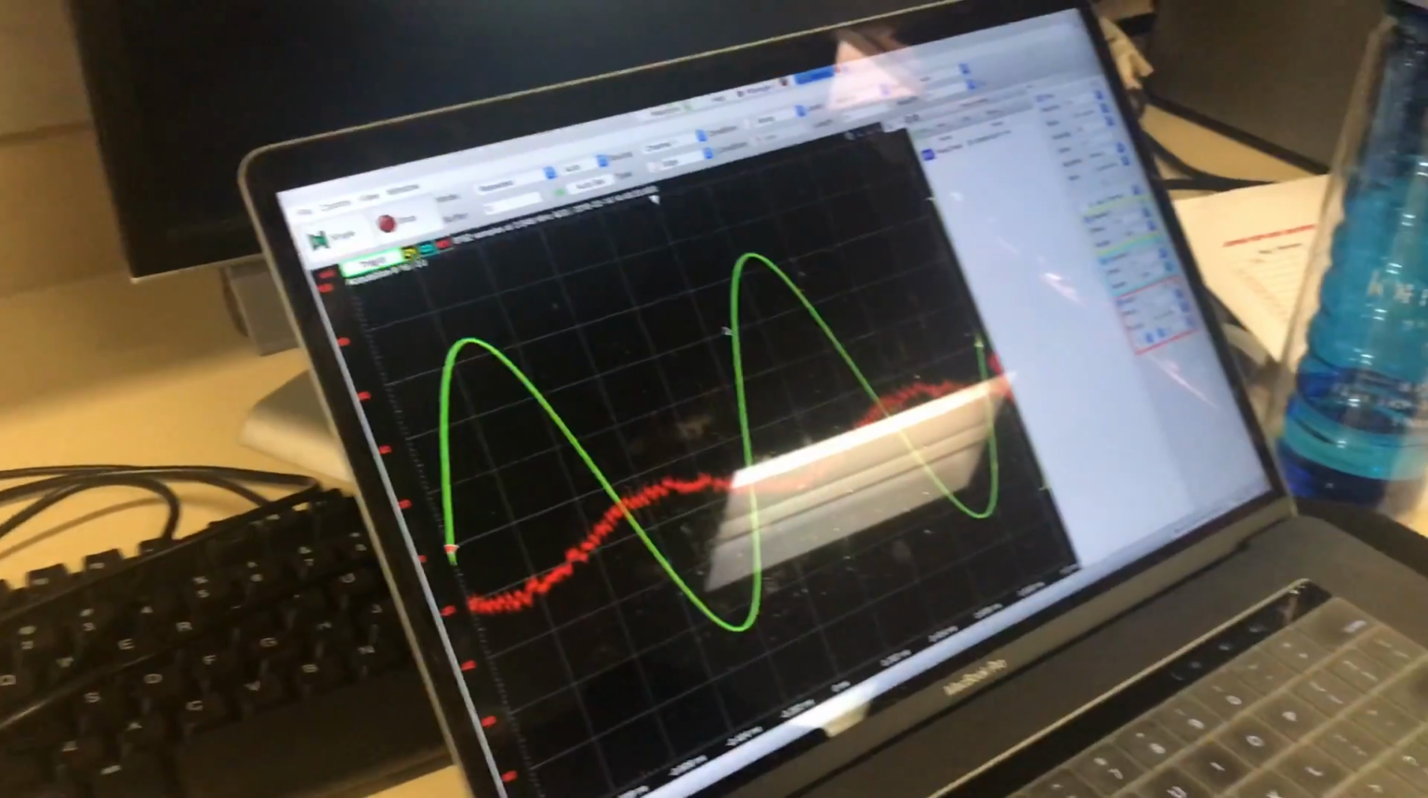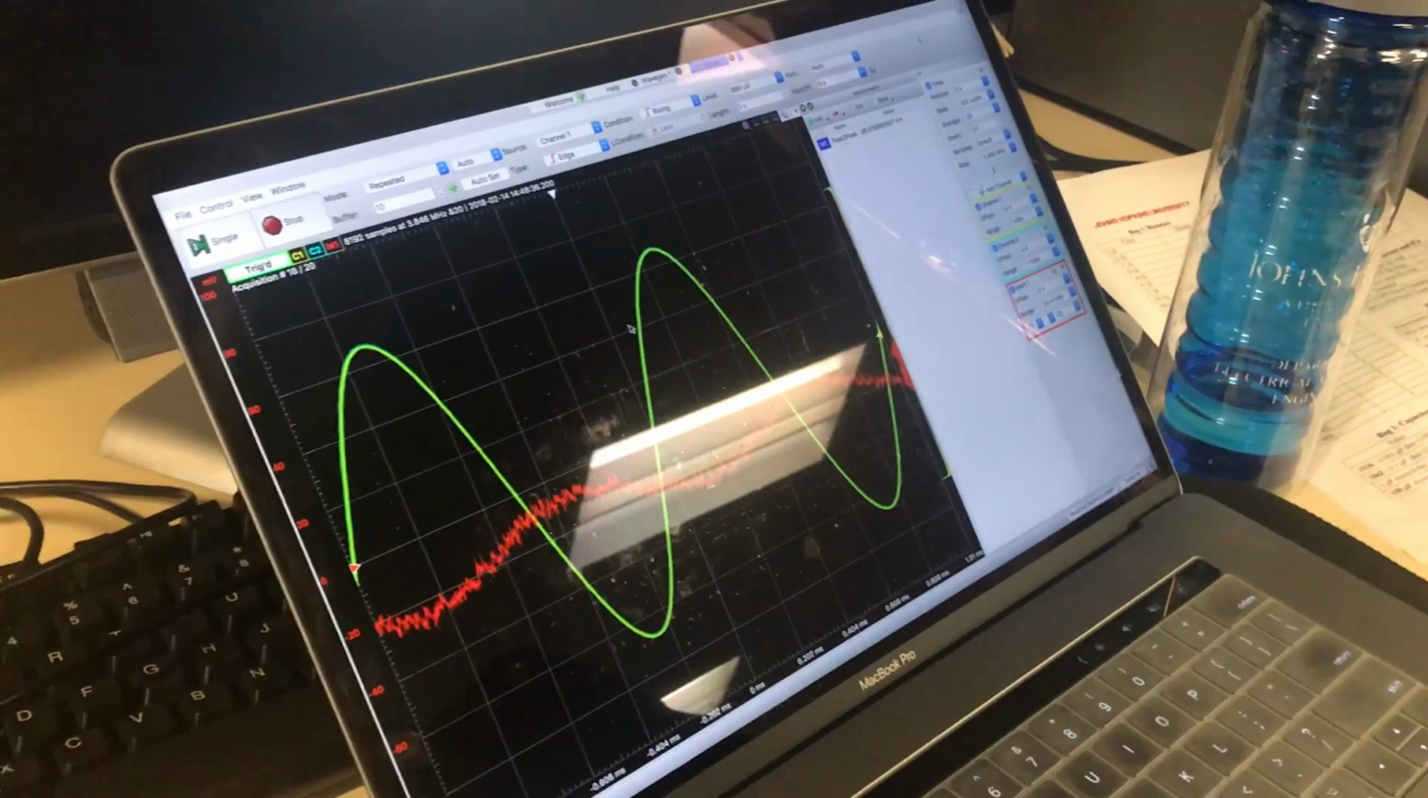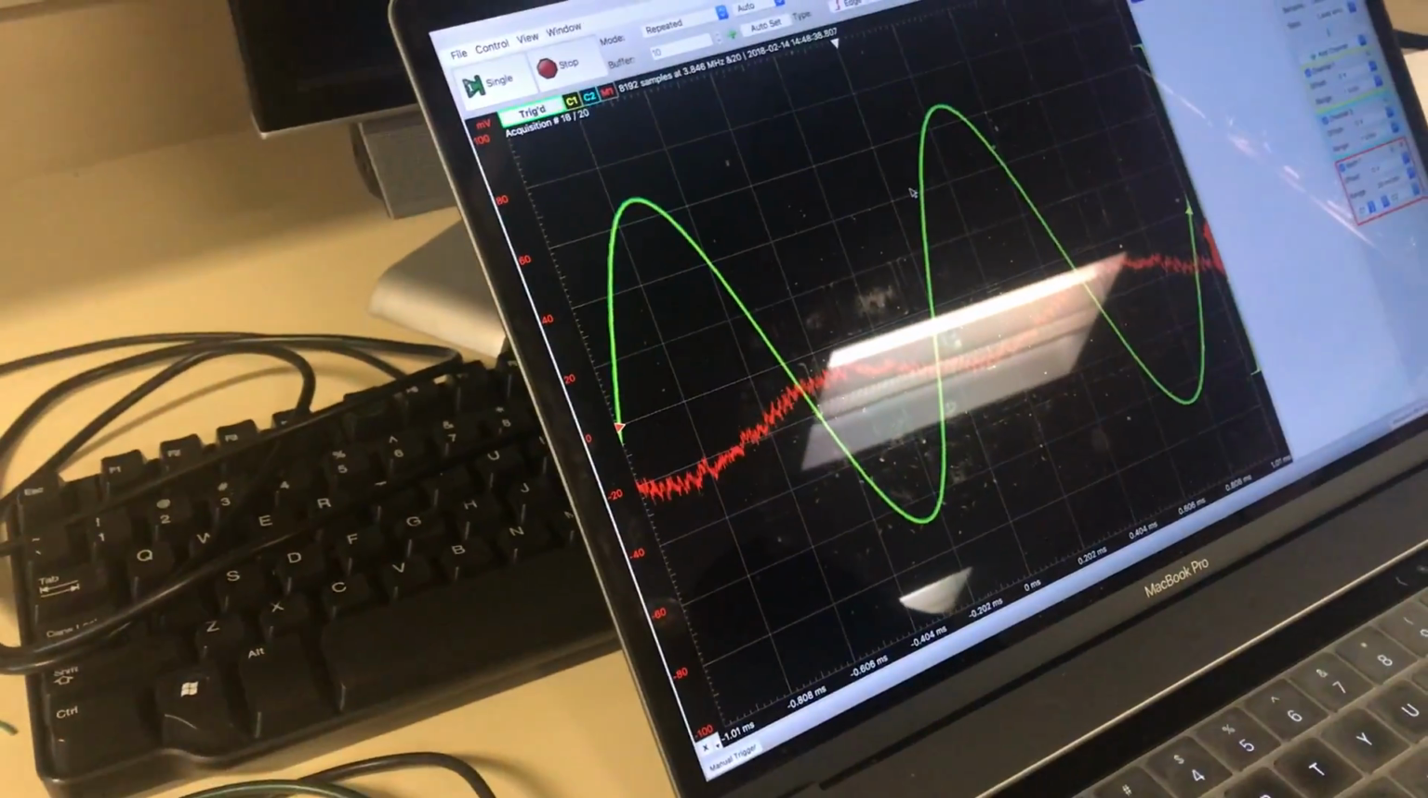Vivek, you have 56 seconds left. What? There's a time limit on this? There's 3 minutes max.